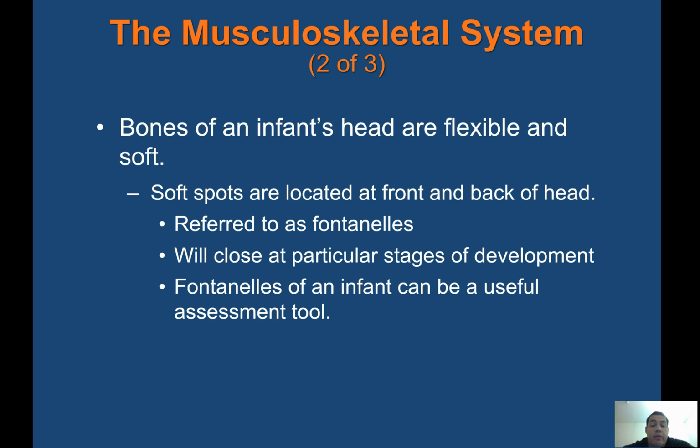Bones of an infant's head are flexible and soft. Soft spots are located at the front and back of the head, referred to as fontanelles, and will close at particular stages of development. Fontanelles of an infant can also be used as a useful assessment tool. So if you guys ever held a baby, you see depressed parts of their head. Those are fontanelles. You usually see them on the back side of their head.